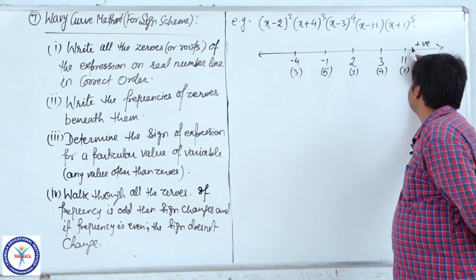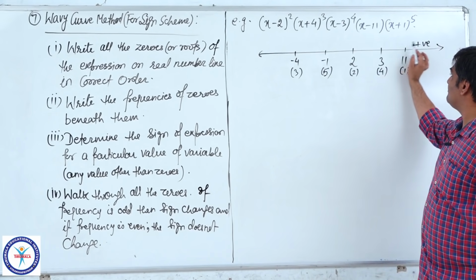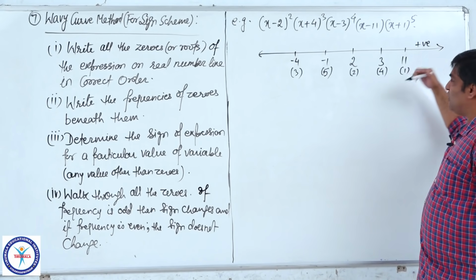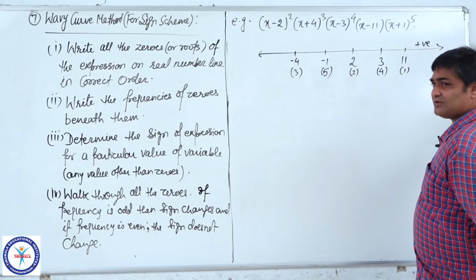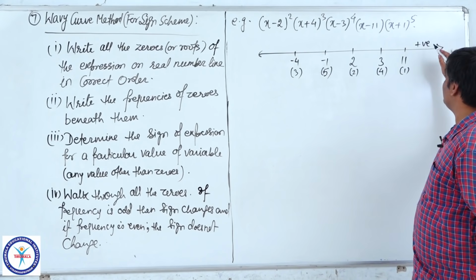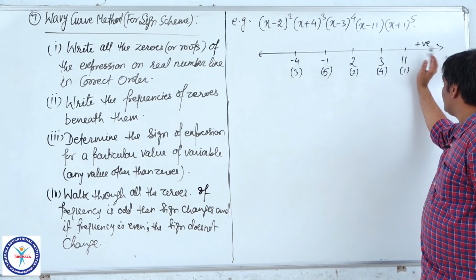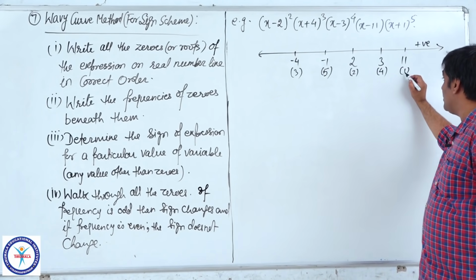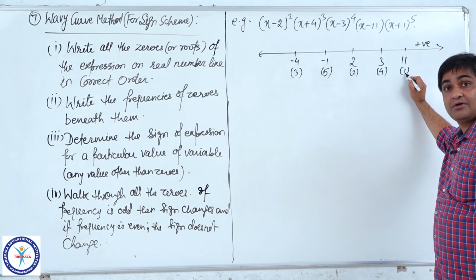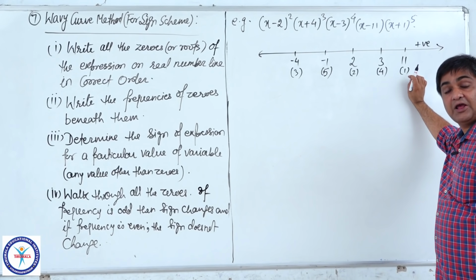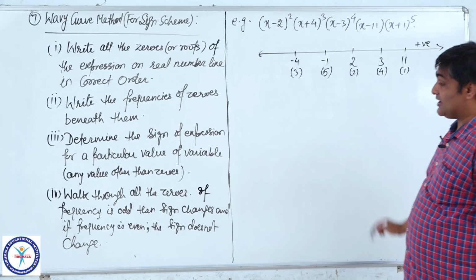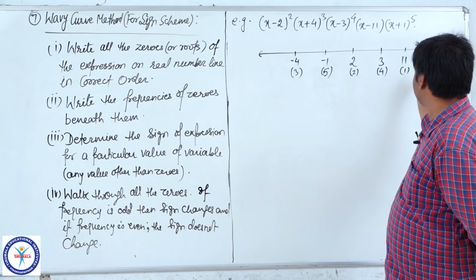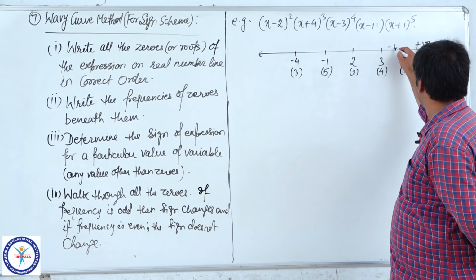So now we are walking through zeros. See, we are crossing 11. We should not walk there because we have to walk through zeros. On the right side now, there are no zeros. We are crossing 11. See the frequency, 1 time. The frequency of 11 is odd, and if the frequency is odd, then the sign changes. So positive, then here negative.